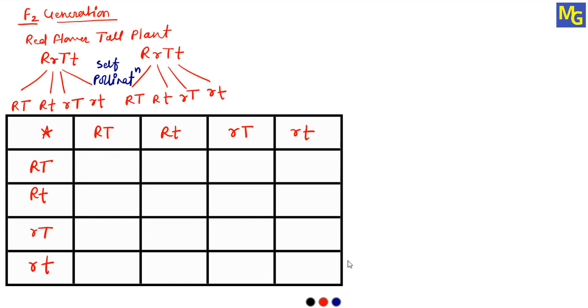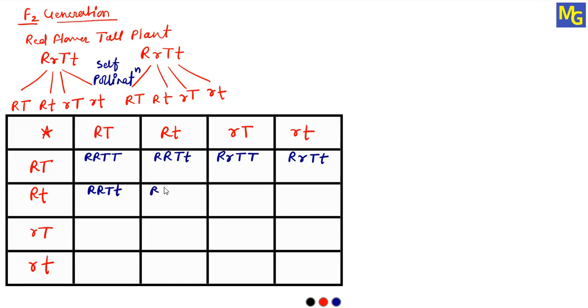Now I'll write the first one. Capital R, capital R, capital T, capital T. See here, capital R, but capital T and small t. Capital R, small r, capital T, capital T. Then again capital R, small r, capital R, small r, capital T, small t. And like this, we have to complete this whole checkerboard.